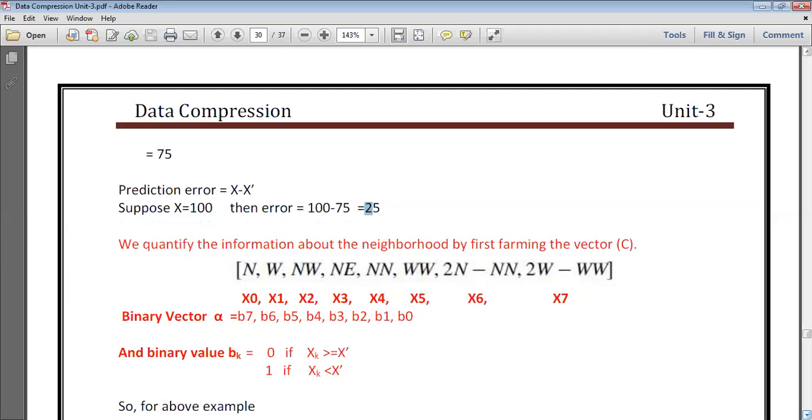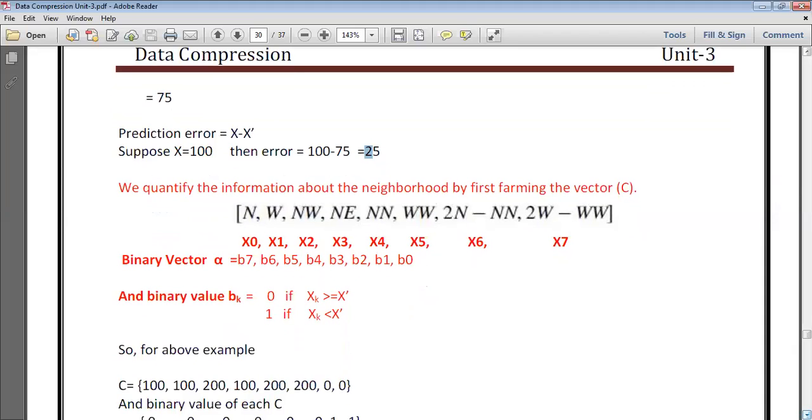So for our example, we compute the vector, and vector is nothing but putting the values of northwest, northwest, northeast, north, north, and so on. And after putting this, we find the vector value is 100, 100, 200, 100, 200, 200, 0, and 0. And for this vector values, we can compute the binary vector. And for the binary vector, we know that bk is arranged in the sequence order of b7, b6, b5, b4, b3, b2, b1, and so on.